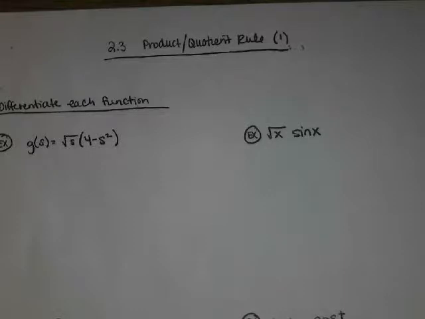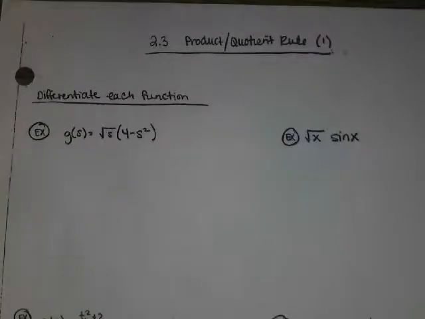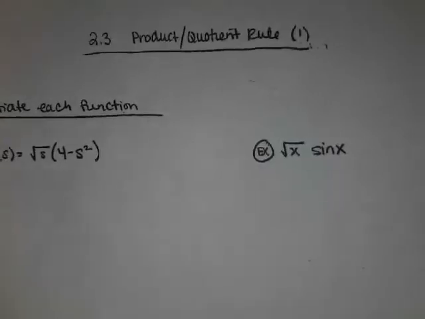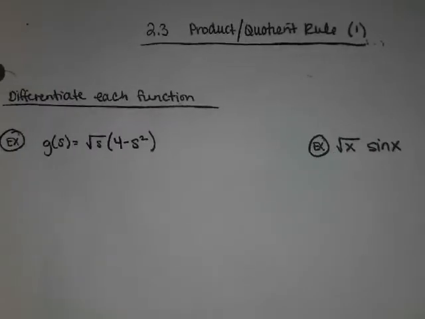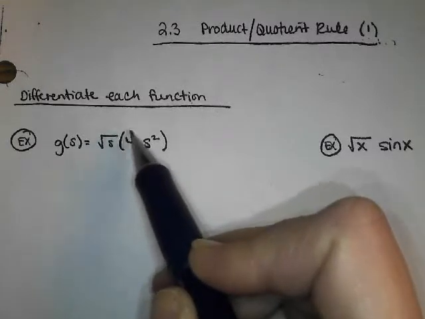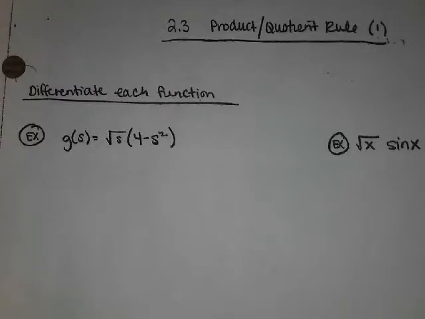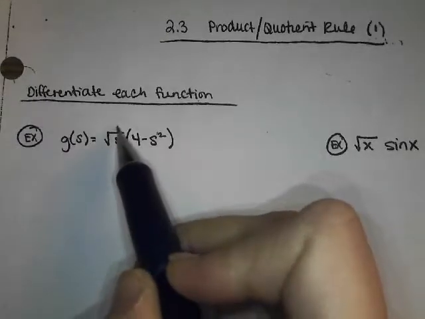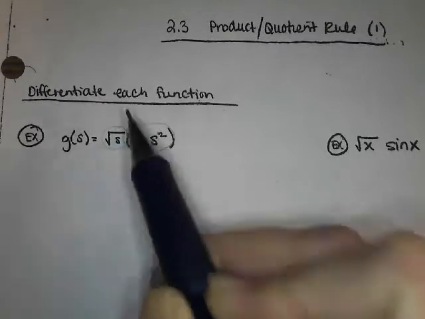Okay. So we are learning the next set of rules. The product rule and the quotient rule. So now instead of really rewriting the function, although you could distribute s to the 1/2 power, rather than doing that, we're going to use this product rule that is used to find the derivative of a function that has something times something else.